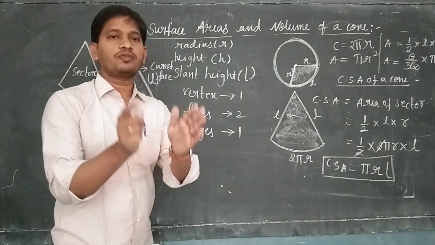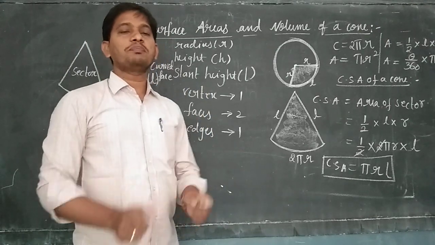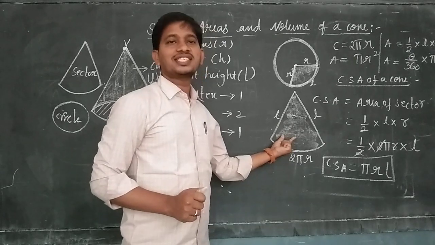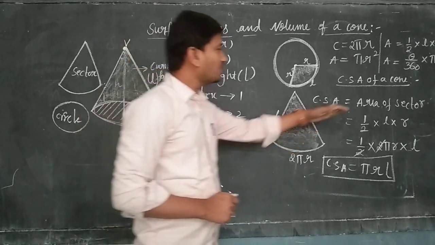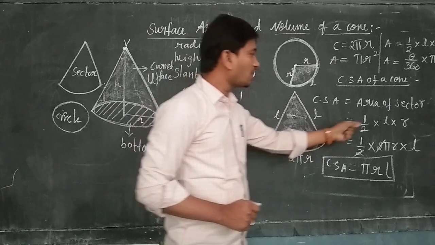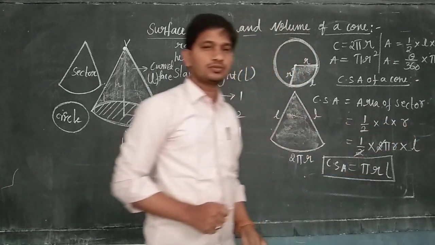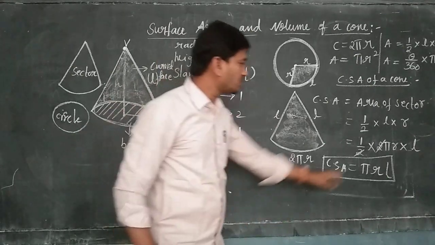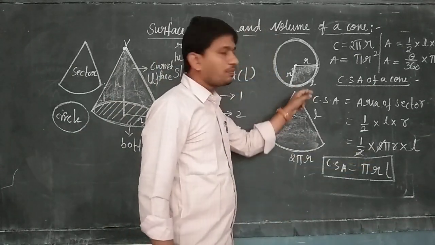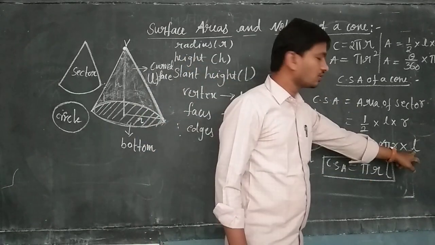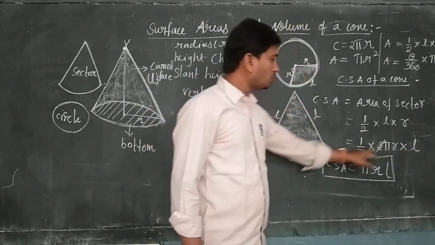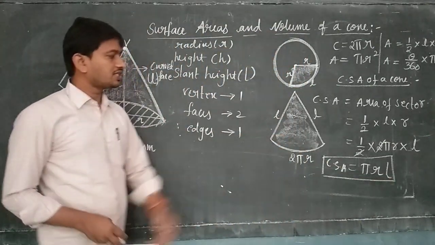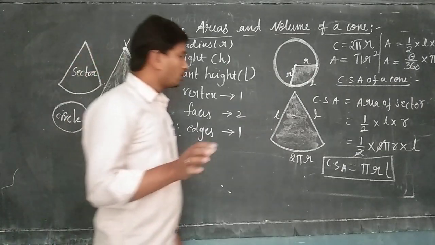When you want to find the CSA of a cone, it is nothing but the area of the sector, that face which is a sector. What is the area of a sector? Half into L into R. What is L? L is the circumference of the circle, which is 2 pi r, and the radius will become the slant height, which is l. The 2 gets cancelled, which gives pi r l. Now the CSA of a cone is equal to pi r l.